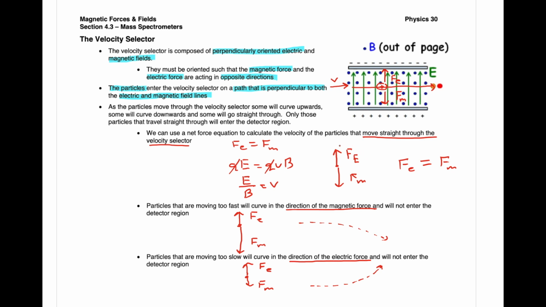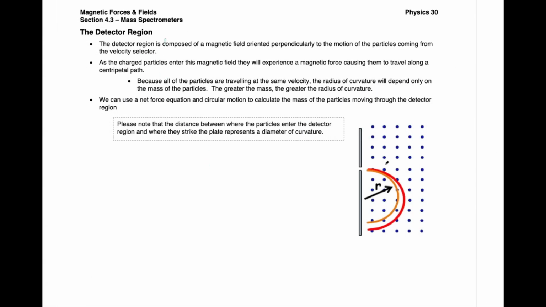It's only these ones for which the velocity gives you an equal force electric and force magnetic that you're going to see particles heading straight through and then entering the detector region. Now once the particles leave the velocity selector, those that are going the right velocity will enter this detector region. And your detector region is just composed of a magnetic field that's going to be perpendicular to the motion of the particle. Now, when they go through there, we know from our last section that a charged particle in a magnetic field will follow one of those centripetal paths.